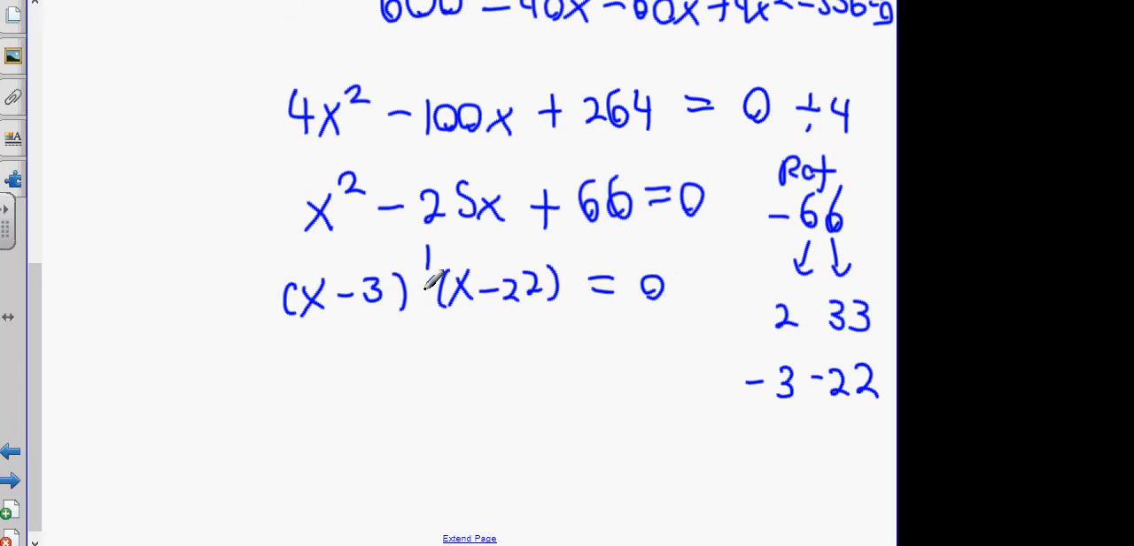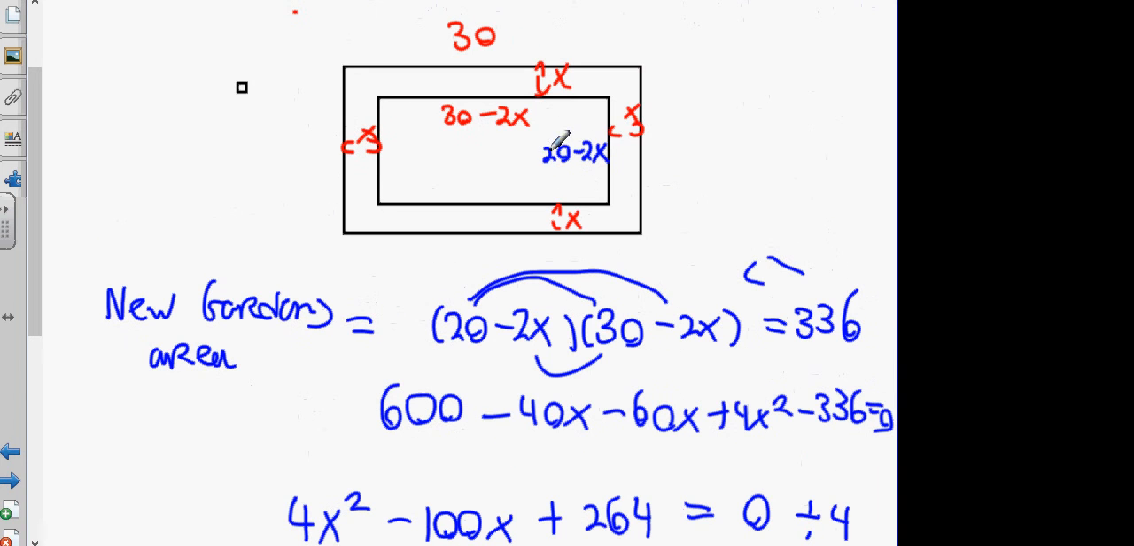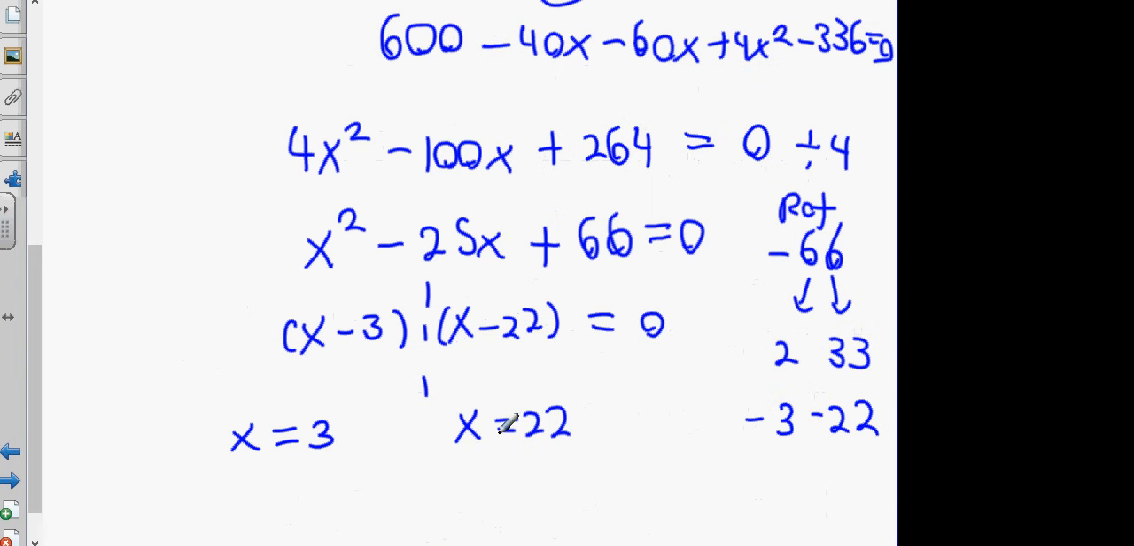Now x represents a length, okay? So you're going to get x equals 3 as one answer, and x equals 22 as the other answer. Now, there's a problem with one of the answers. Can anybody tell me what is the problem with that answer, Rory? 22 is too much, because 20 minus 2 times 22 is a negative number, and you cannot have a negative length. So 22 is too big, therefore the answer must be x equals 3. Is that alright?